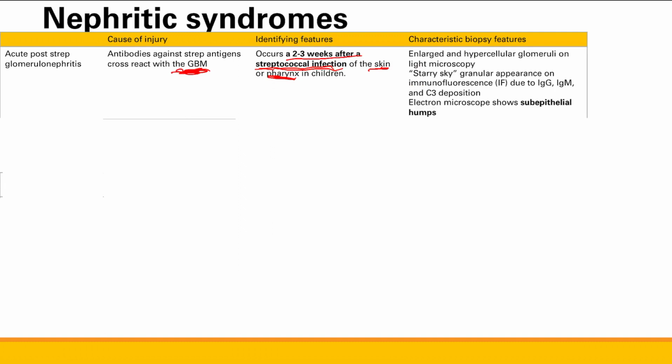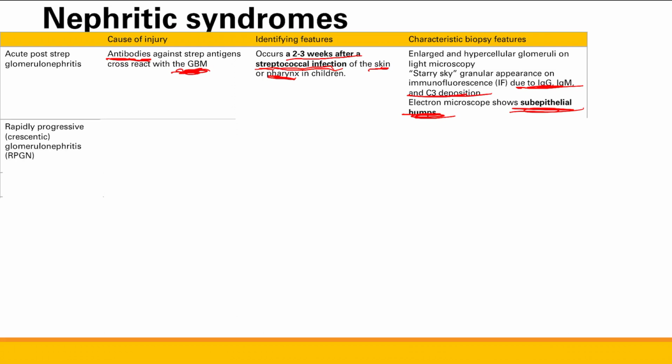So on biopsy, there's going to be a lot of stuff going on, okay? 1. Enlarged and hypercellular glomeruli. 2. Starry sky appearance on immunofluorescence. Remember, immunofluorescence looks at complement and antibodies. We see here that we had antibodies mediating this problem, so that's why you're going to see antibodies on immunofluorescence, okay? And finally, this one's super characteristic, subepithelial humps. You see subepithelial humps under this epithelium. That's what it means, subepithelial humps. You know it's acute post-strep glomerulonephritis.